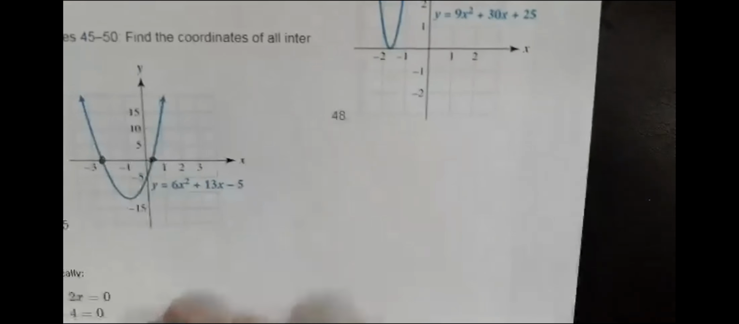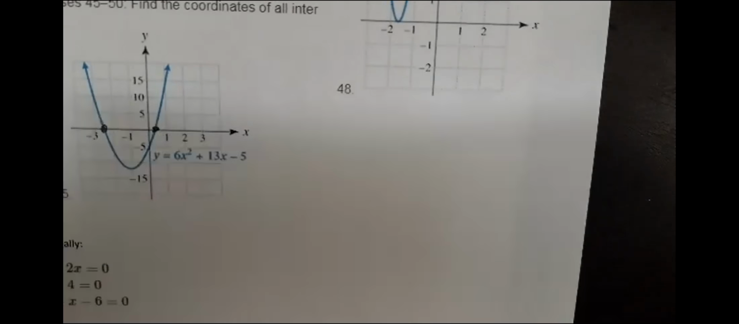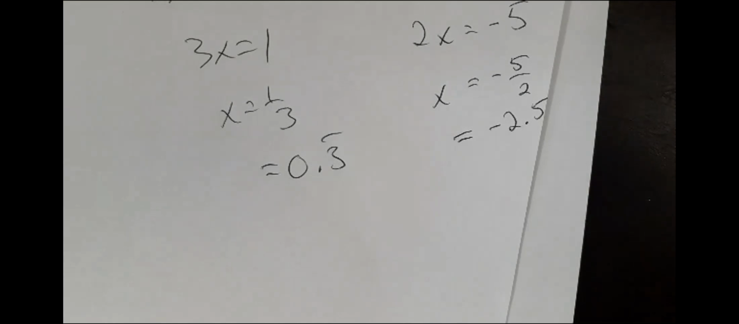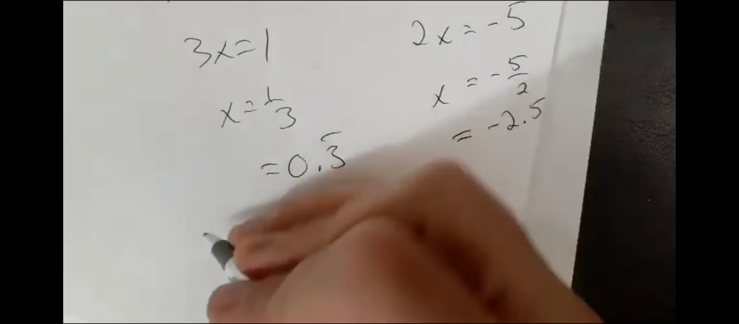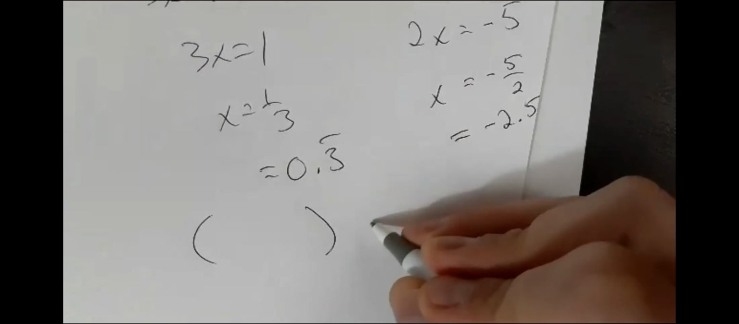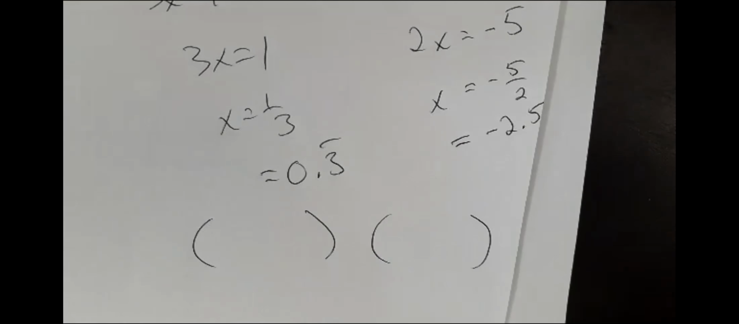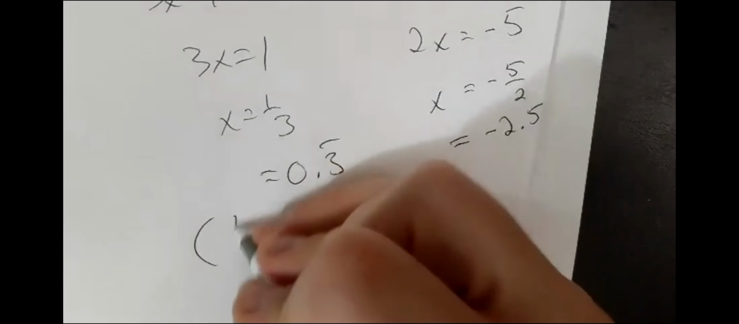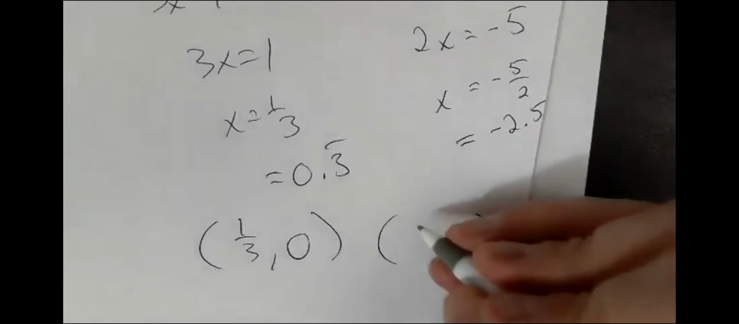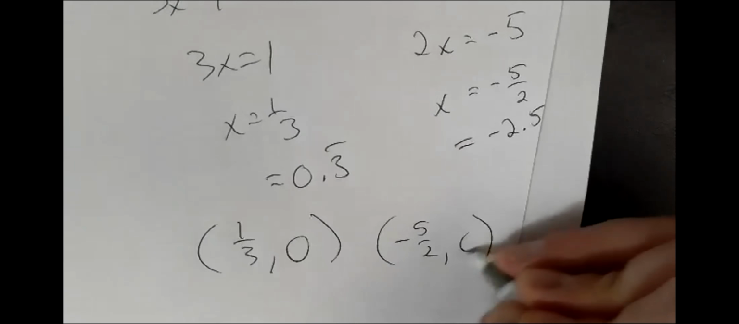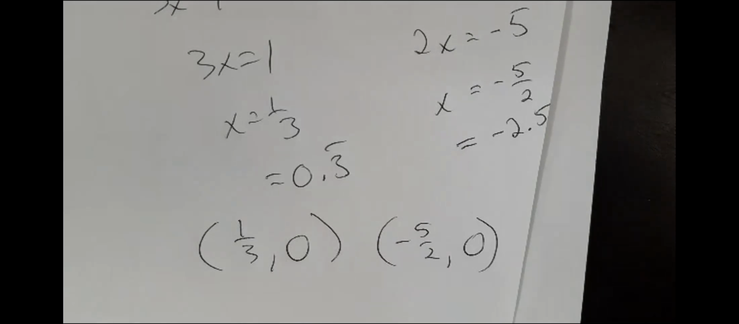And they ask for the intercepts. Is that what they asked for? Find the coordinates of the intercepts. So we have our x values. What should we really do? Put them in intercept form. So what does that look like? One-third or 0.3 repeating, comma 0, and negative 5/2, comma 0. Yep.